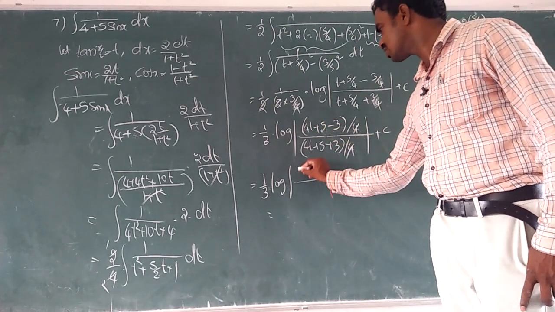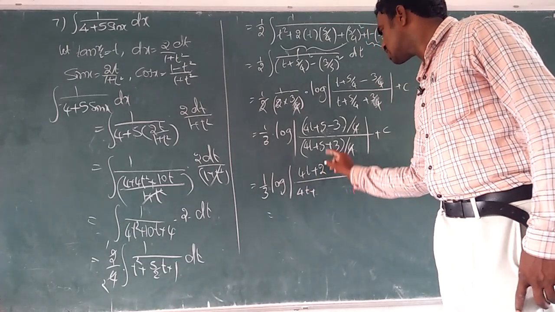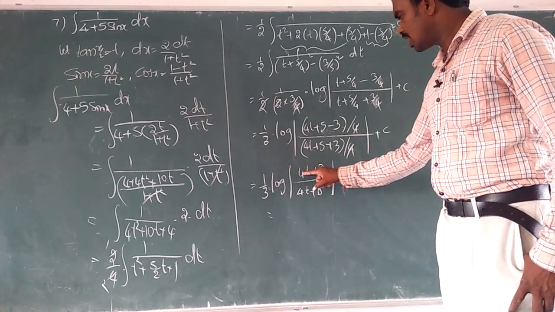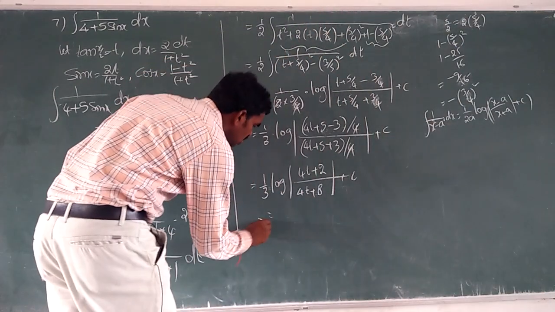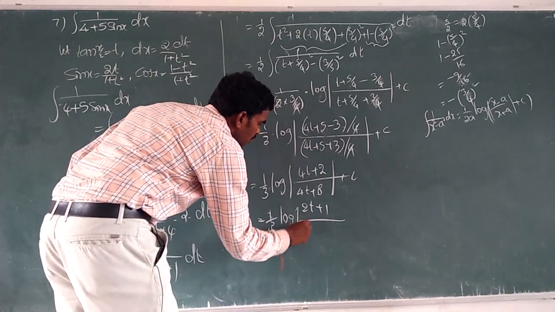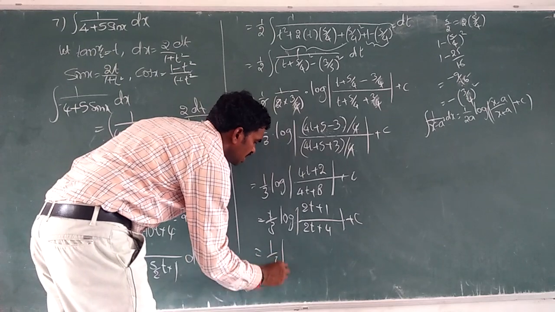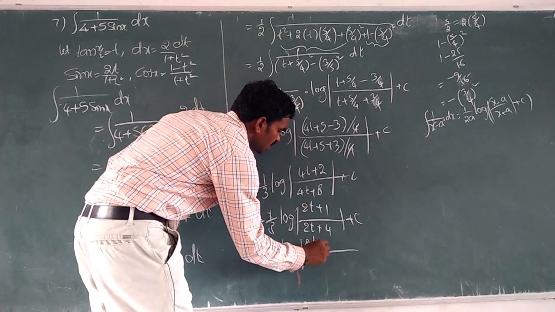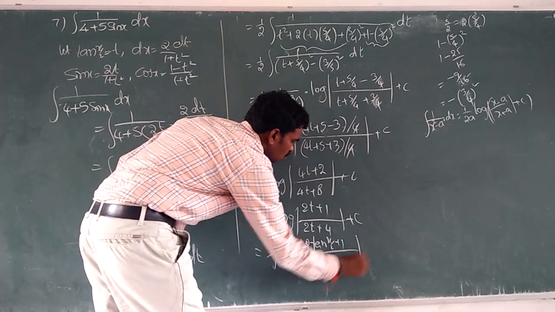So 1 by 3 into log of what are we getting? 4t plus 5 minus 3 is 2, and 4t plus 5 plus 3 is 4t plus 8. Here 2 can be taken common in the numerator and denominator, so we get 2t plus 1 by 2t plus 4. Now substitute, what is t? 2 into t means tan x by 2, so 2 tan x by 2 plus 1 by 2 tan x by 2 plus 4, plus c.